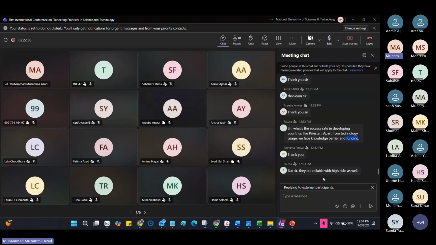Sir, they are reliable with high risks as well. Oh, sorry, I didn't get this. Can you please elaborate this one? They are reliable with high risk as well, so I couldn't understand the question.